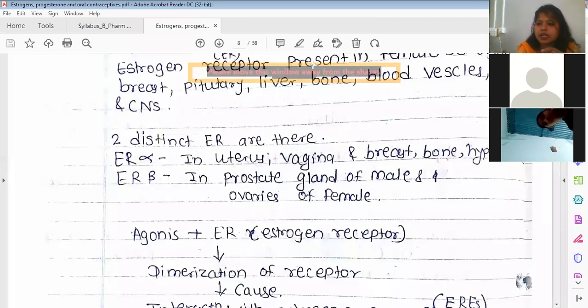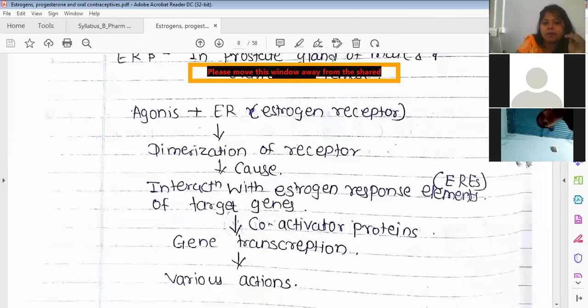Then where is the alpha present? The alpha is present on the uterus, vagina, breast, bone and the hypothalamus, while the beta receptor is only present on the prostate gland of the male and the ovaries of the female. Clear? What is the action? Step by step, what is the mechanism of action? First, agonist means estrogen will bind with the estrogen receptor.